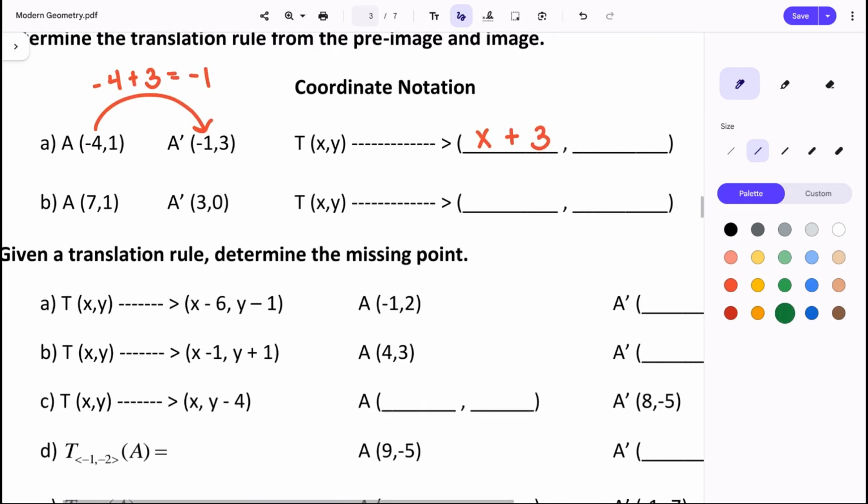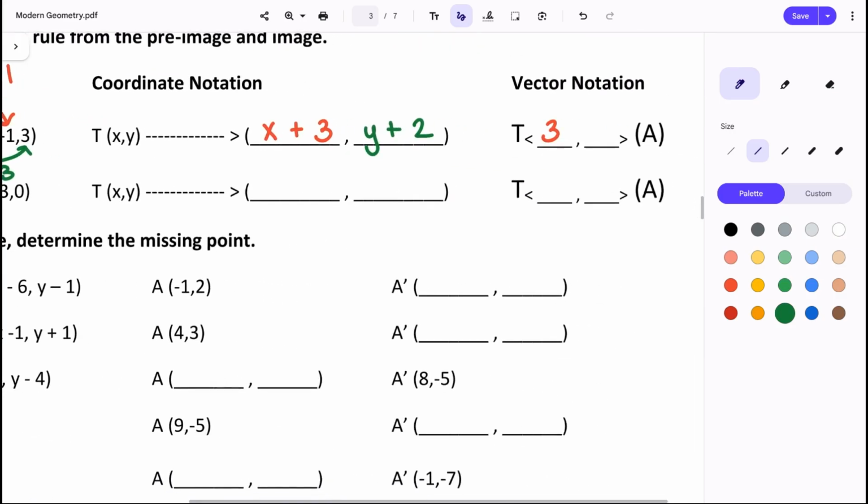The Y starts at 1 and it goes to 3. What did we do there? Keegan? Added 2. We took 1 plus 2 to get to 3. So over here I would write that as Y plus 2. And then what number would I take for my vector? Just a 2.